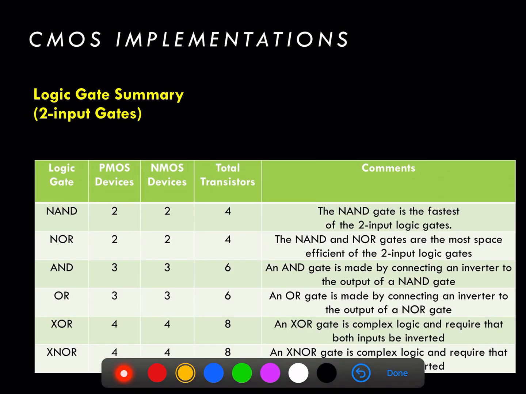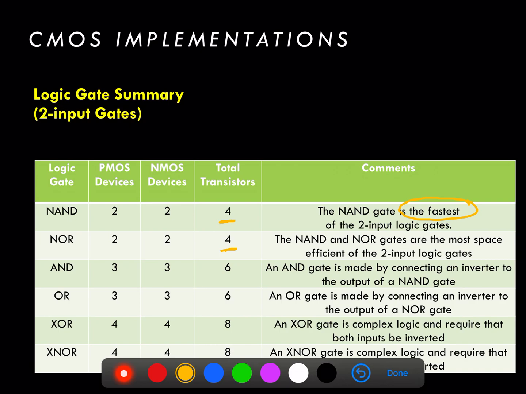And these other logic gates, the 2-input NAND gate, we have 2 PMOS and 2 NMOS transistors for a total of 4 transistors. And it's important to note that the NAND gate is the fastest of the 2-input logic gates, or any n-input logic gates in digital logic. A NOR gate also takes 4 transistors, and the NOR gate makes for the most space efficient of the 2-input logic gates, and likewise for 3 and 4 input gates.